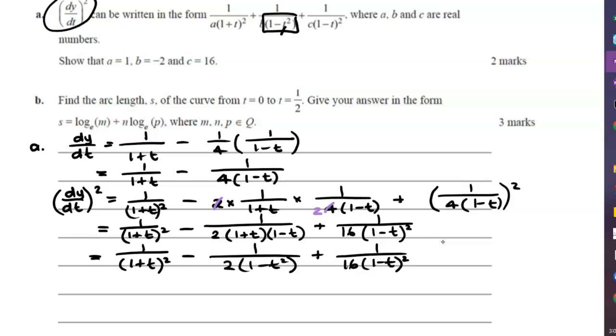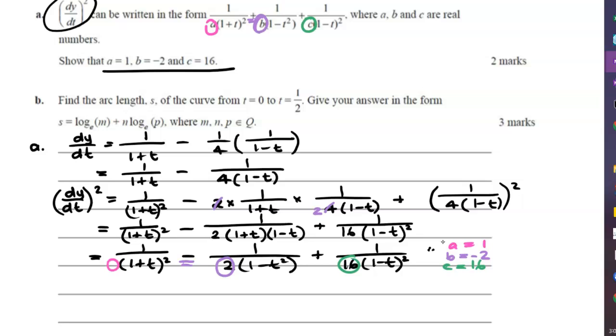Okay, now we've got it in this form. We can now see a needs to be, well, just 1. B needs to be negative 2 because we did assume a positive here. And we've got c needs to be 16. A is equal to 1, b is equal to negative 2, and c we said was equal to 16. Because I'm fancy, let's put a little therefore there. So there, we've shown the values of a, b, and c as required here.